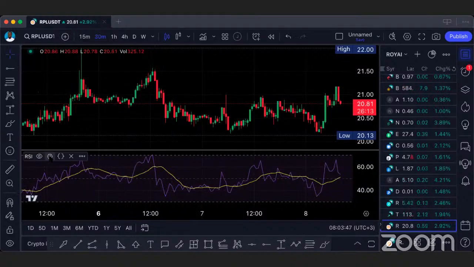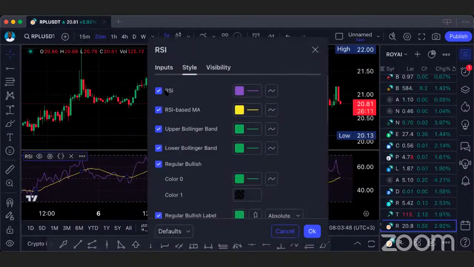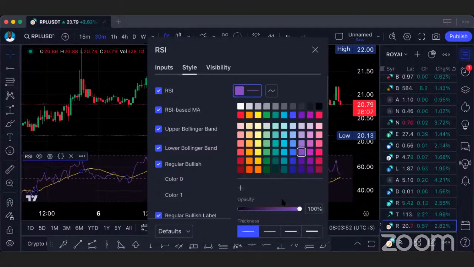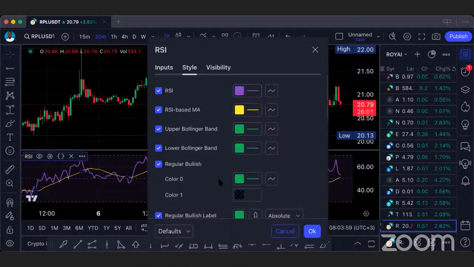So I will tap on it, then tap on the settings. It has the RSI, which is the purple line. If you want it to be better, maybe you could increase its thickness. I'm using purple simply because I'm using dark colors. So you should choose. Then it has the relative strength base moving average.